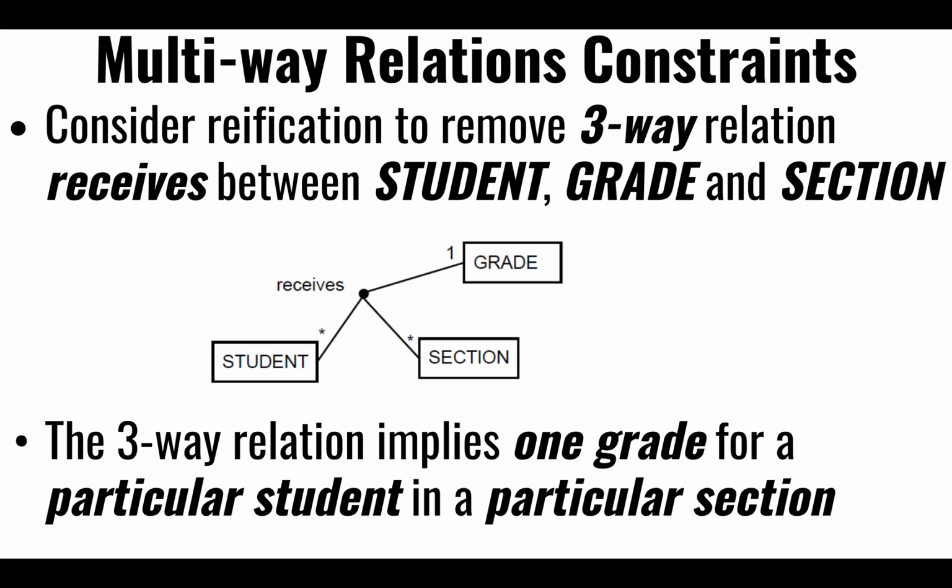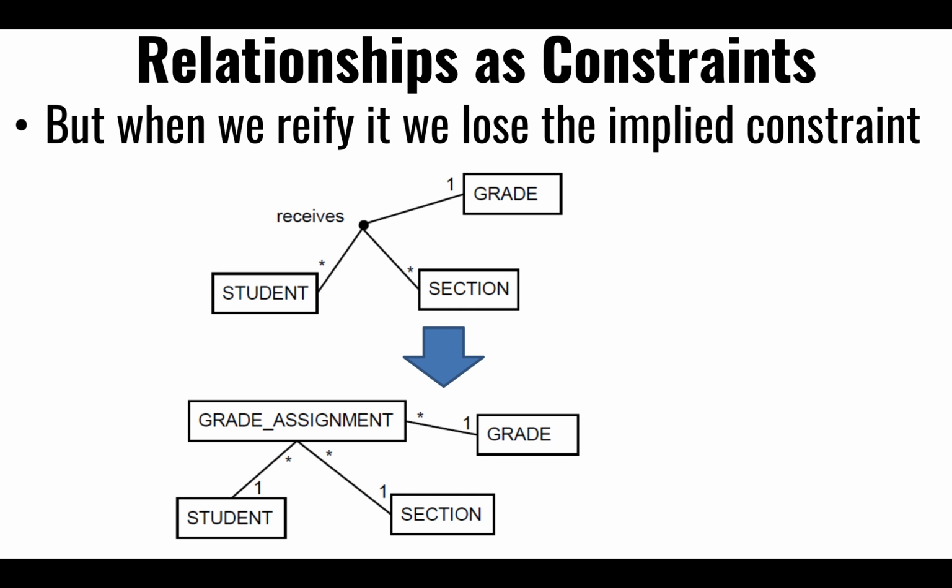In this case, we're going to reify it. We're going to replace this dot with a table, an equivalent class that's going to keep this relationship. So we reify it, and now we have an equivalent grade assignment that has relationships to the student and to the section, and by necessity, it has to be a one-to-many relationship between the grade and the assignment.